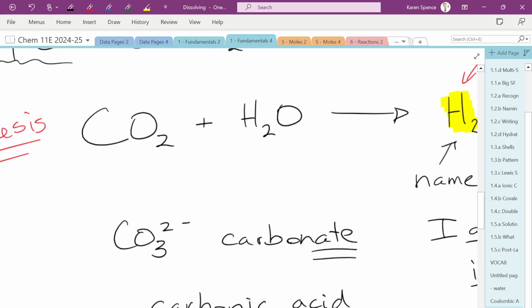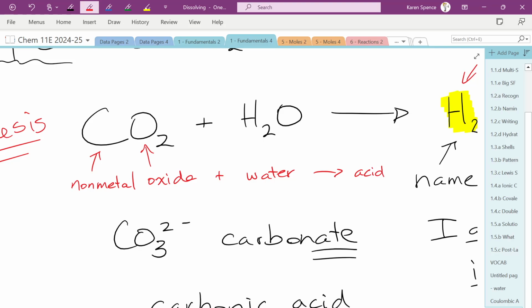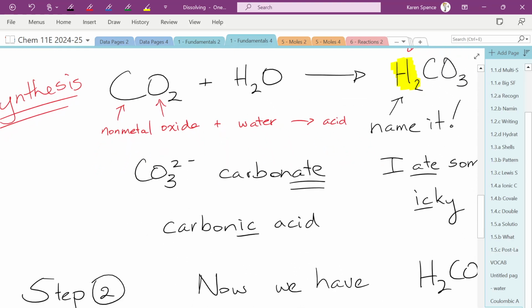And when you have a non-metal oxide plus water, you get an acid. And usually you just cram them all into one formula. Okay? And don't worry, we'll learn about those in grade 12. I'm just mentioning it now so you're like, oh, I've seen this before. Okay? And interestingly, if you have a metal oxide with water, you get a base. But we'll look at that next year.